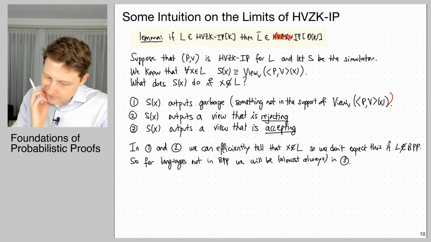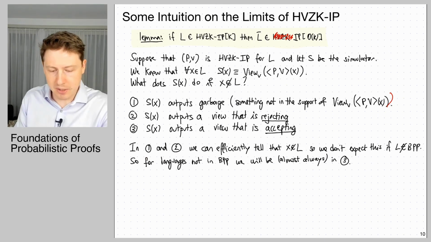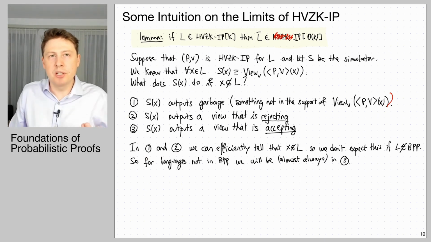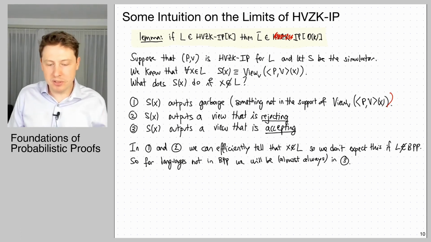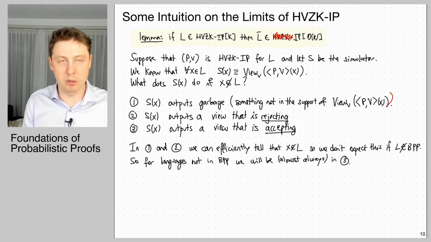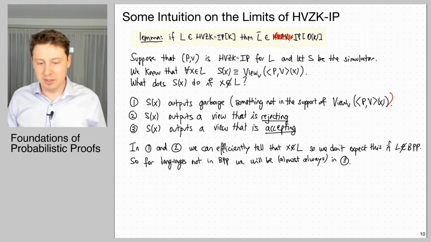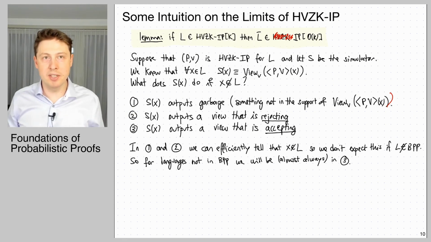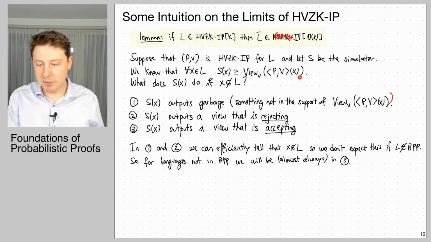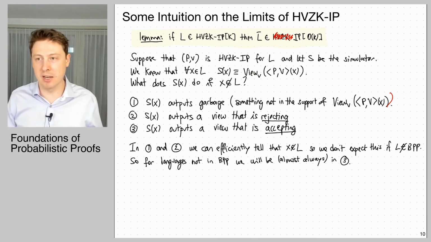But really 1 and 2 are not that interesting. Because if that's what the simulator was doing, then the language could not have been hard. Suppose the simulator only ever does either 1 or 2, I could just decide the language myself without the help of the prover. I just run the simulator, and if it outputs an accepting view, then it must be that X is in L. If it does either 1 or 2, I can figure it out myself and I just say that X is not in L. So this language cannot be hard. It must be in BPP because the simulator basically decides it.